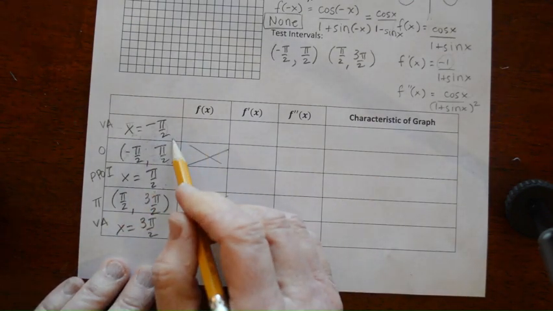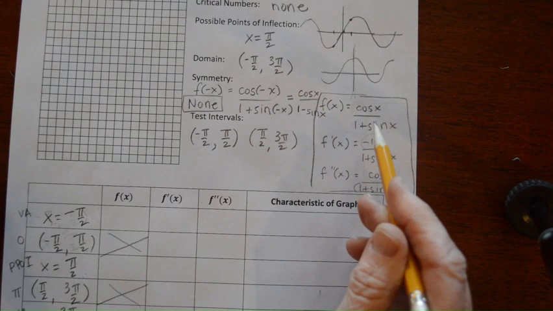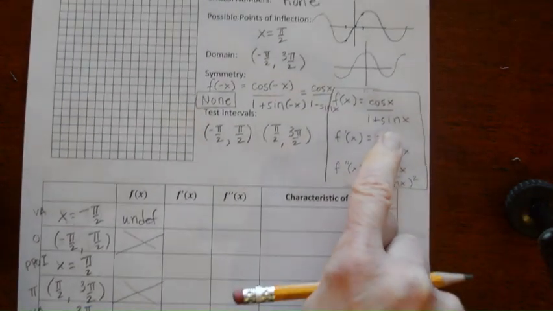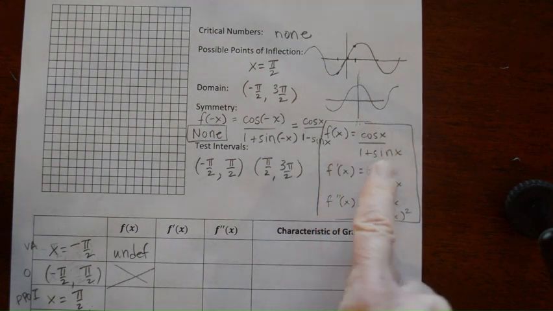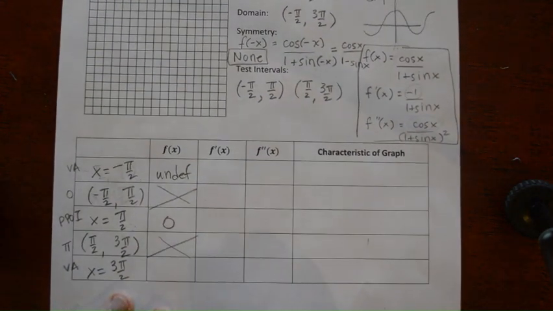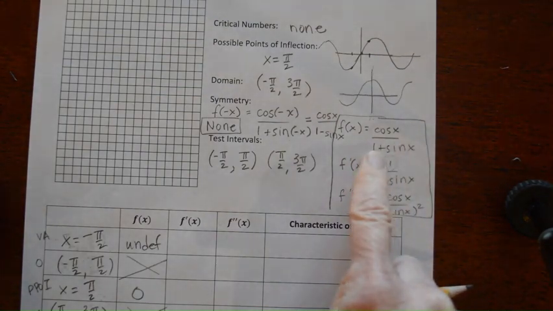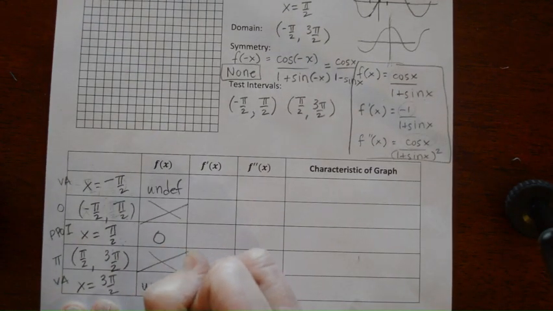So again, if we put negative pi over 2 into our original function, again, we've got this little box over here just so that we remember what everything is. When I put negative pi over 2 in here, I get 0 in the bottom. This is undefined. All right, I put pi over 2 into this. Cosine of pi over 2 is 0, and sine of pi over 2 is 1. So we get 0 over 2, so this is 0. And then 3 pi over 2, again, that is the open endpoint of our domain. And so this is undefined here.